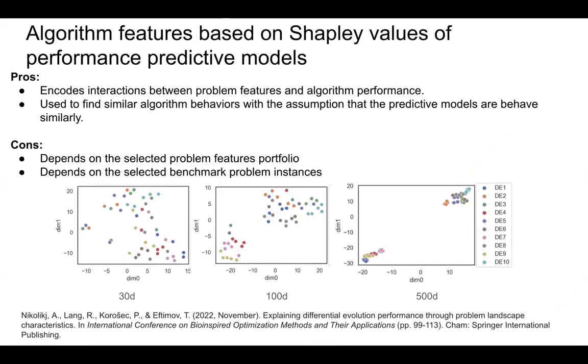And what is coming, for example, is that they encode the interaction. They can be used to find similar algorithm behavior. They still depend on the selected portfolio, as we said.